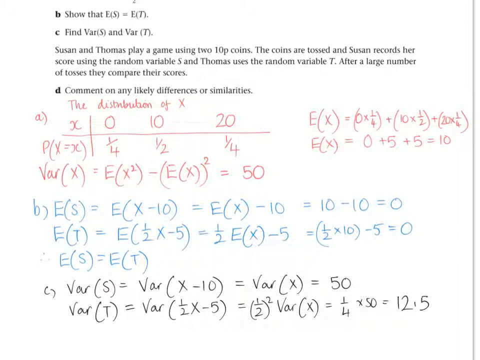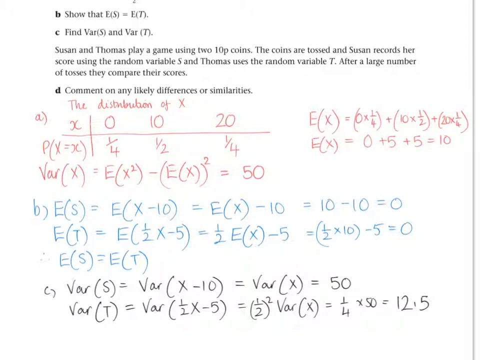Part D. Susan and Thomas play a game using two 10p coins. The coins are tossed and Susan records her score using the random variable S. So she uses this distribution here, E of S and variance S for Susan. And Thomas uses the random variable T, so Thomas is E of T and variance T. After a large number of tosses, they compare the scores. Comment on any likely differences or similarities.